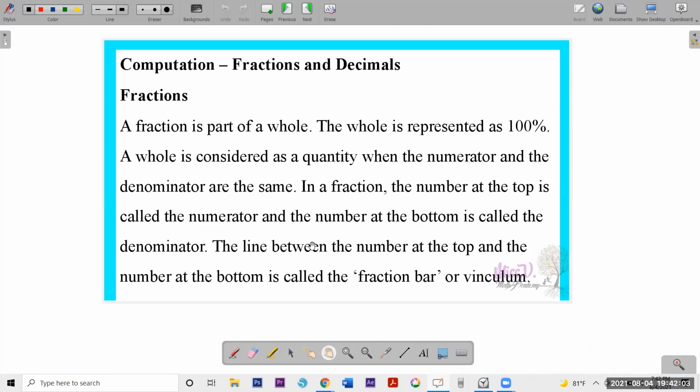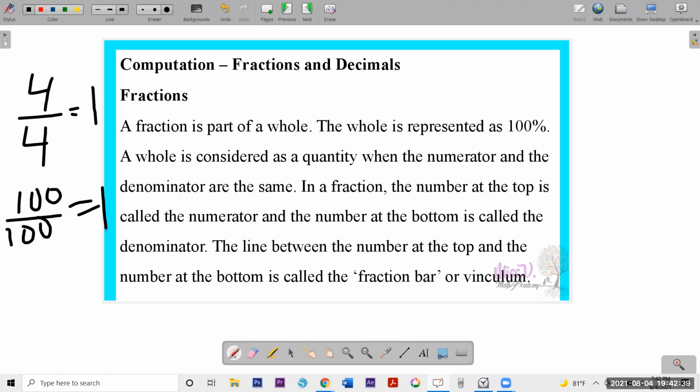So yeah, a fraction is a part of a whole. So it's a piece, it's a portion, it's a percentage. And so the whole we use to represent 100%. A whole is considered as a quantity when the numerator and denominator are the same. So for example, if I have 4 pieces out of 4 pieces, that is equal to 1 whole. If I have 100 out of 100, that means it is equal to what? A whole.